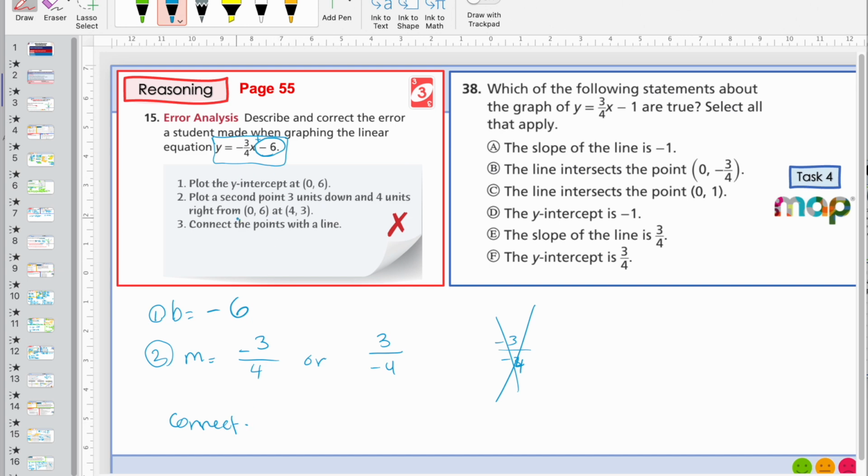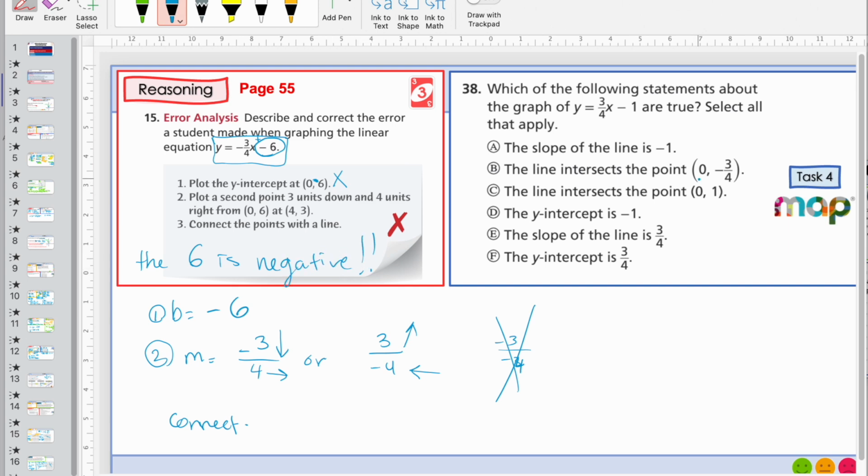Let's check the steps that the student wrote. Plot the y-intercept at 0, 6. That's incorrect. It should be 0, negative 6. So this is the mistake. Second point, 3 units down, yes. 4 units to the right. Or 3 units up, 4 units to the left. Doesn't matter. One of them correct. Connect the points. So the only mistake is she did not write the negative next to the 6. So the 6 is negative.